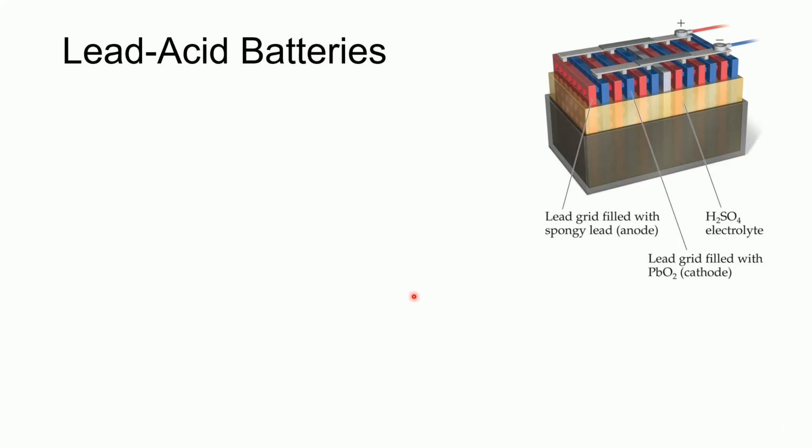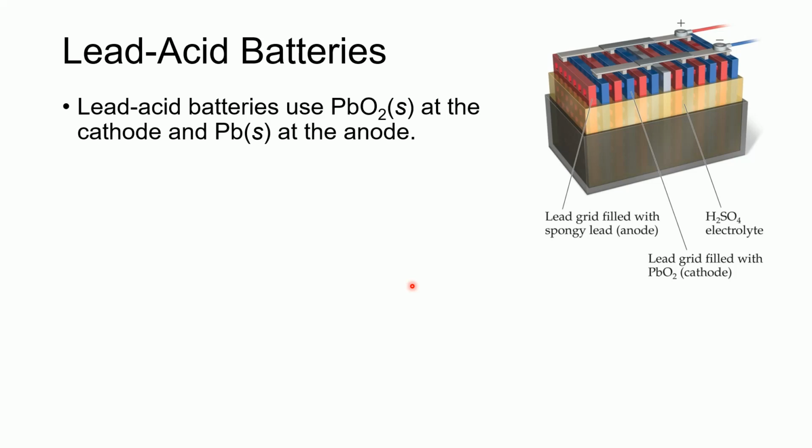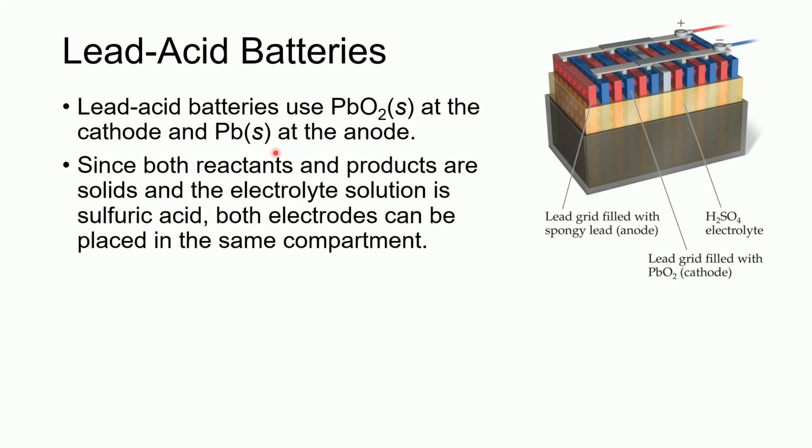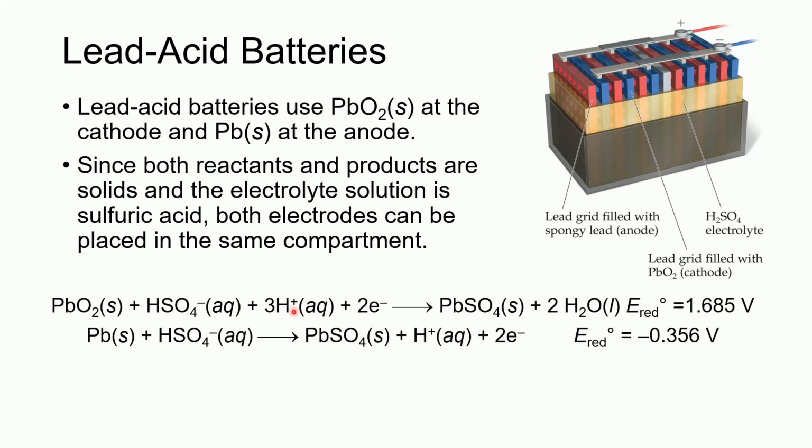Next battery is the lead-acid batteries. These are the batteries that are inside of your car. So lead-acid batteries use lead oxide at the cathode and lead at the anode. And since both of those are solids and both of the reactions are in acidic sulfuric acid, that means that we can put both electrodes into the same compartment. As long as the two electrodes don't come in contact with each other, it should work just fine. Now, if they come in contact with each other, the battery is shorted out and it won't work anymore. But as long as they don't come in contact, we should be okay.